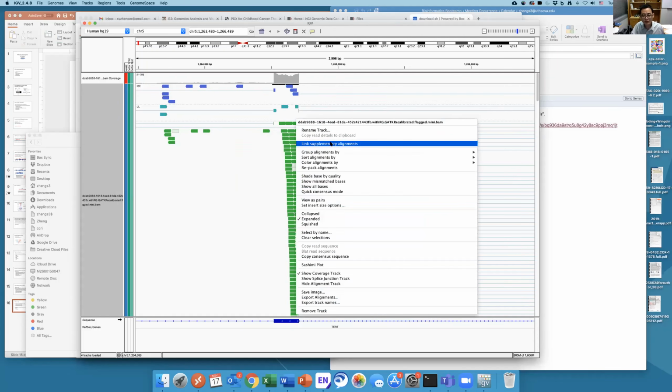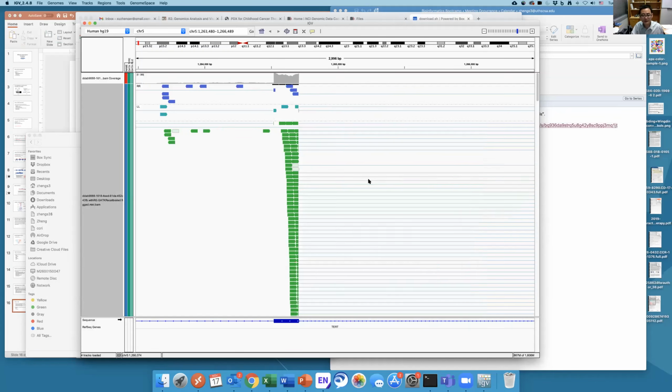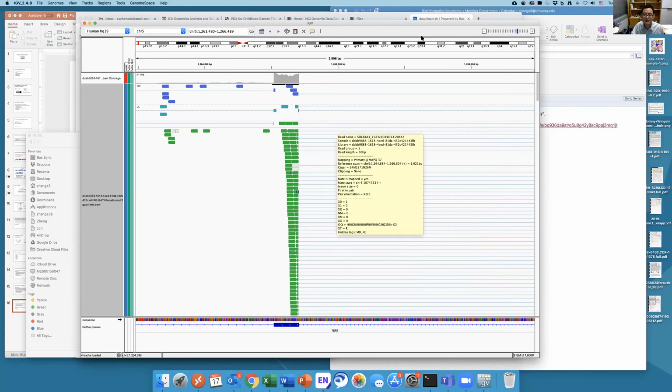Now, you can color the alignment by insert size and pair orientation. This is very, very important because if you want to use sequencing to identify structural events, the insert size and the pair orientation is a very critical piece of information that allows you to identify such events. When you color them, you can see my reads are actually colored differently. This is one group, and this is one group, and this is another group.